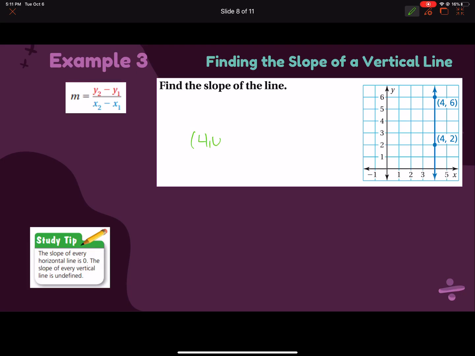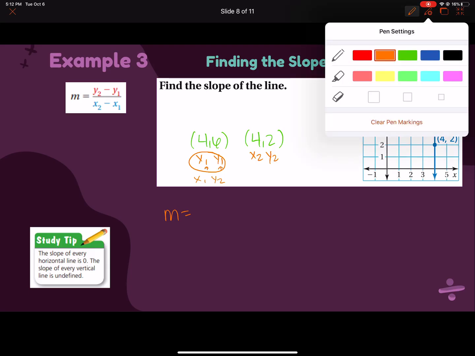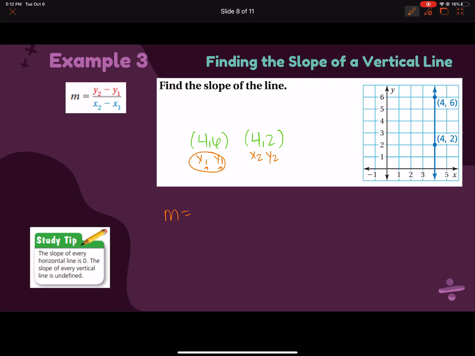So here's my 2 ordered pairs, (4, 6) and (4, 2). x1, y1, x2, y2. Again, it doesn't matter which one I make 1 or 2, as long as I keep the same, so I couldn't make this x1, y2, that doesn't make sense. So if I make this x1, I have to make this y1, etc. Okay, so if I plug these into the equation now, y2 is 2 minus y1, which is 6, over x2, which is 4, minus x1, which is 4.